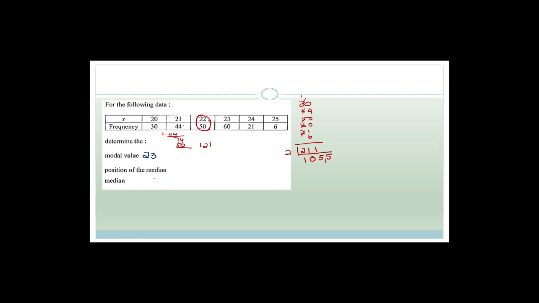And then finally, they want the median. They actually want the median. Well, it is going to have to be 22 because we're saying that the median fits in here somewhere, so therefore it has to be 22. Right, nice question. Let's do this one.